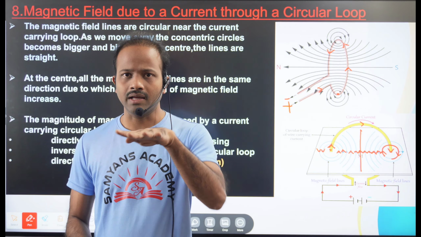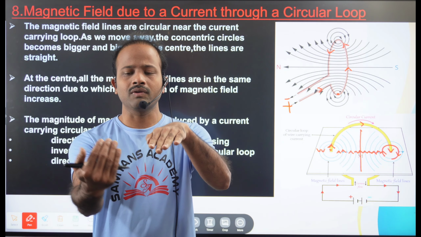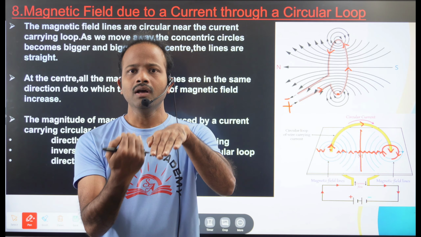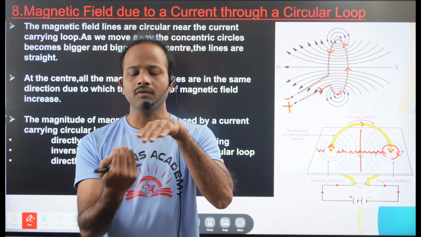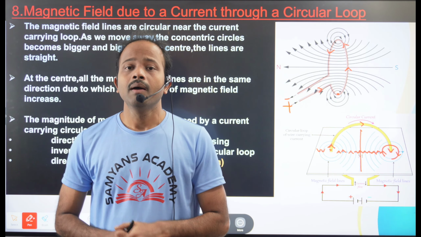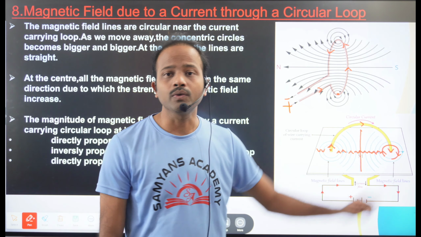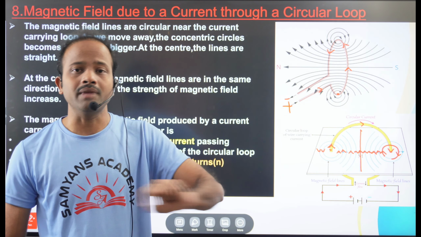If some of the field lines are coming out of the plane and some are going into the plane, all the field lines cancel each other, and the net magnetic field will become zero. But in this case, all magnetic field lines are parallel to each other and all show the same direction.